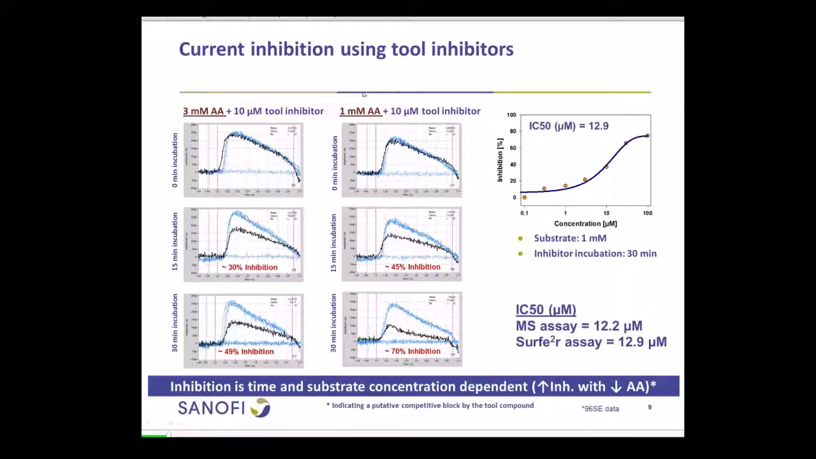But nevertheless, we can see in the surfer experiments that this inhibition is, of course, dependent on the concentration of amino acid we use and the time of the incubation. You see with an increase of time and a decrease of amino acid concentration, you see an increase of the block. The IC50 we derive with the surfer is comparable to our mass spec assay, which is of course a good control.